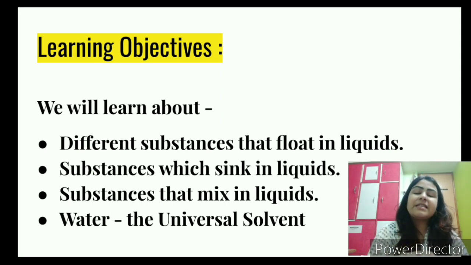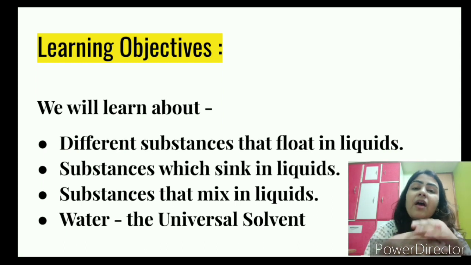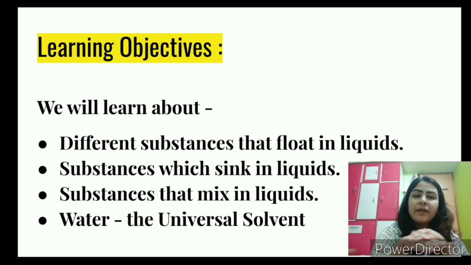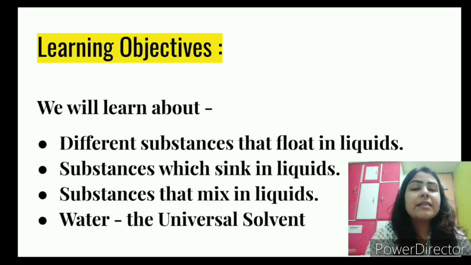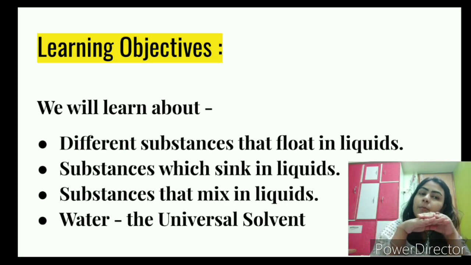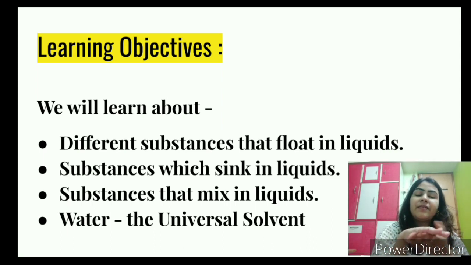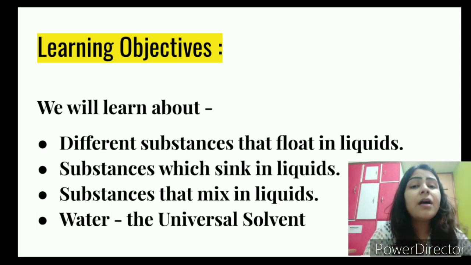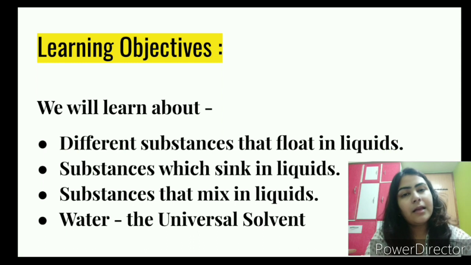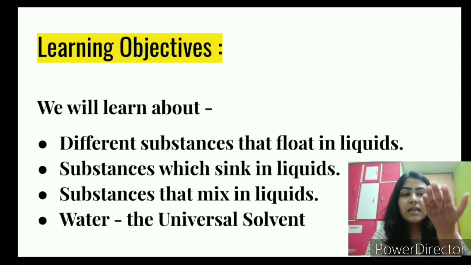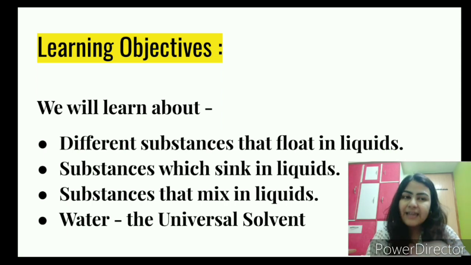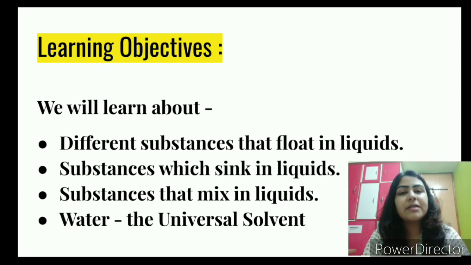So when do we say that a substance is floating? When the substance remains at the top level of the liquid, that is when we say that the substance is floating. And when the substance goes to the bottom, they sink down and settle at the bottom of the liquid, that is when we say that the substance sinks in liquid. So we are going to learn on what basis a substance stays on top of the liquid or settles at the bottom or it mixes in the liquid.